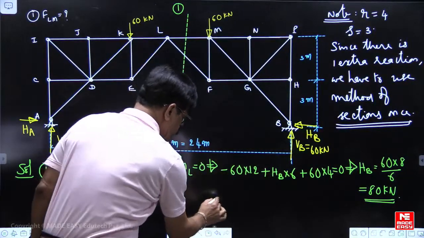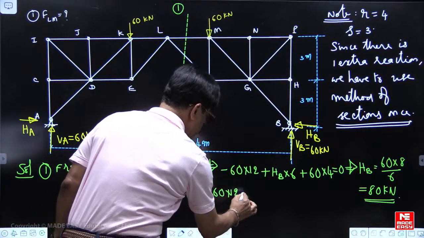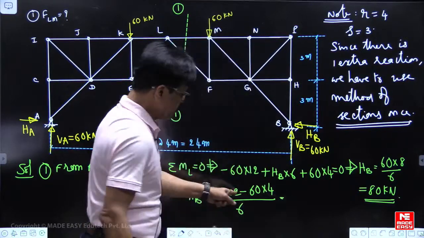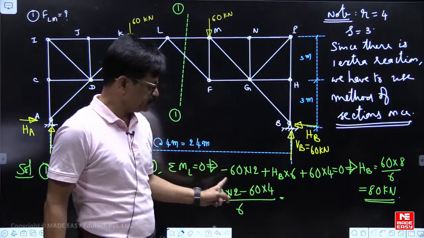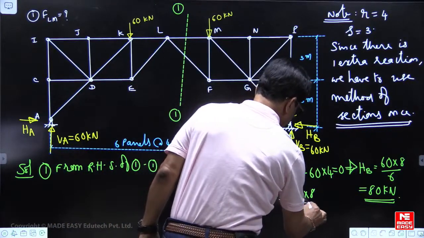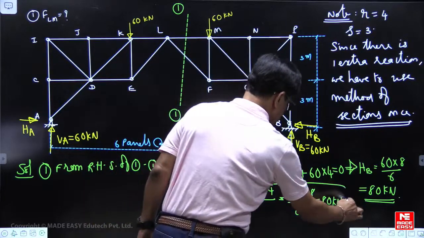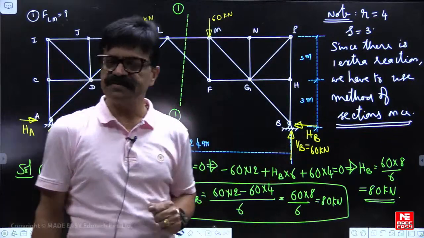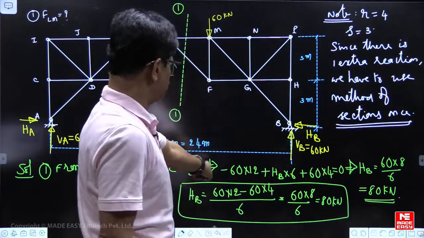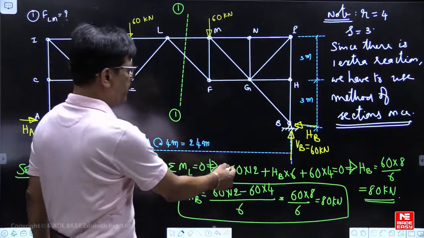Supposing you have a doubt how it came, HB is equal to 60 into 12 minus 60 into 4, by 6. Common is 60, 12 minus 4 is 8, so 60 into 8 by 6. That's how we have written it. So this is our first task, finding the support reactions. Because one extra reaction is there, we have used one method of sections, taking the equilibrium of the RHS of 1-1. So 80 kilonewton is HB.